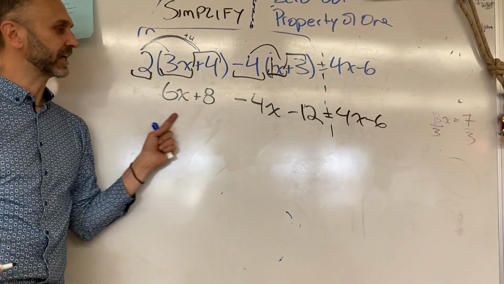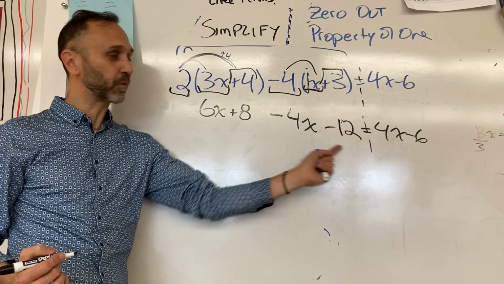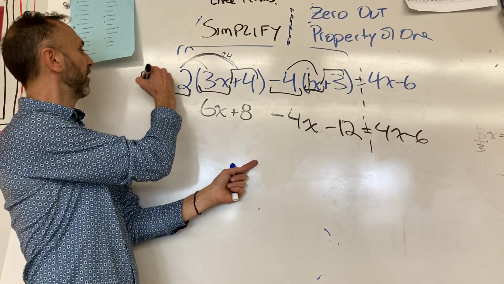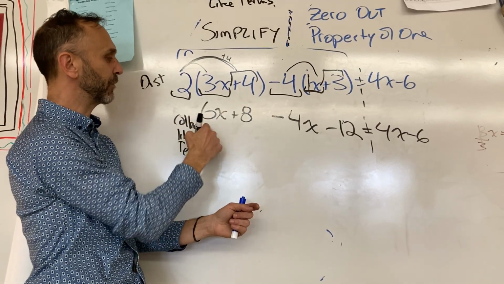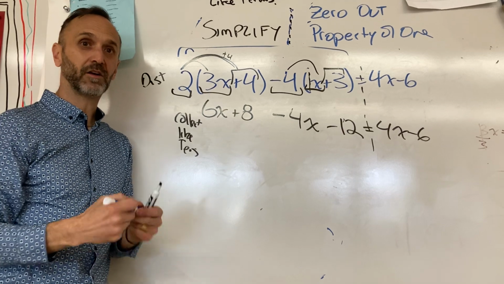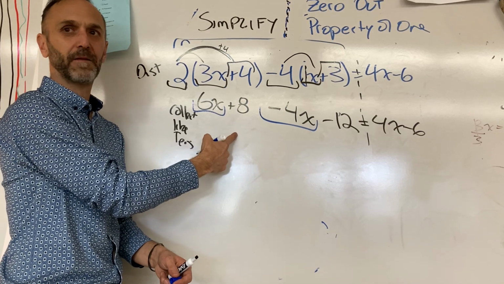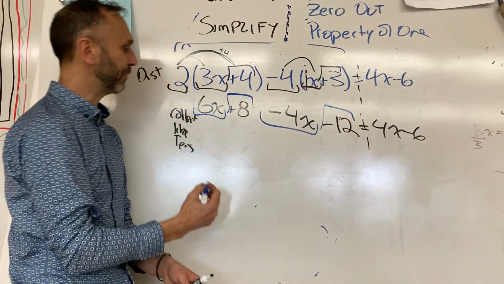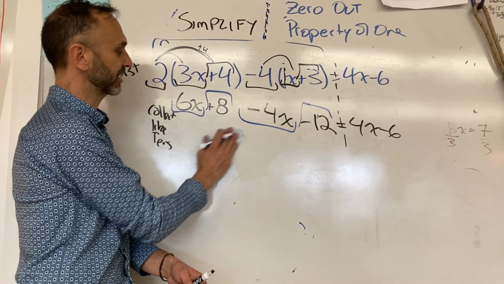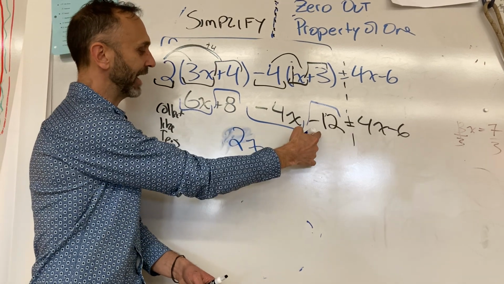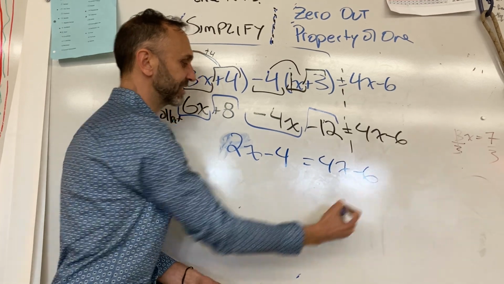Can I cross over my equal sign yet? Is this simplified? Do I have one constant, one coefficient? No. So I have to collect like terms. Who can tell me what my like terms are on this side? 6x and negative 4x. Thank you for adding that. What are my constants on this side? Positive 8 and negative 12. Nice, we're rocking. Okay, we combine them. 6x and negative 4x gives me 2x. I have 8 minus 12. It's going to be negative 4. So 2x minus 4 equals 4x minus 6.